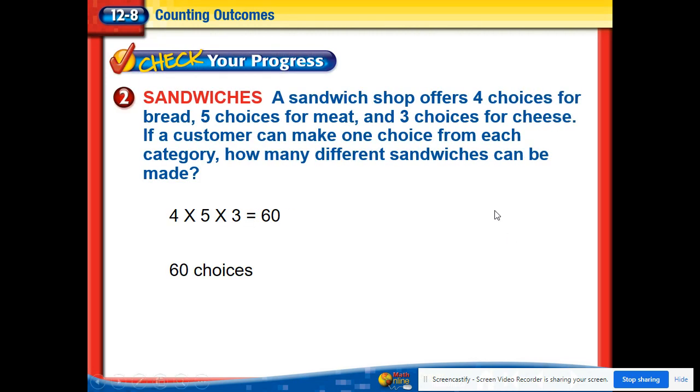How about a sandwich shop? 4 choices of bread, 5 meat, 3 cheese. 4 times 5 times 3, 60 choices. Real simple. A lot easier than doing that tree diagram.